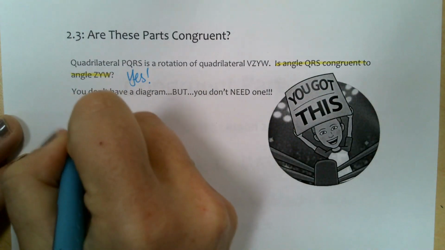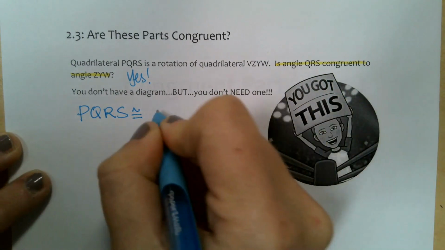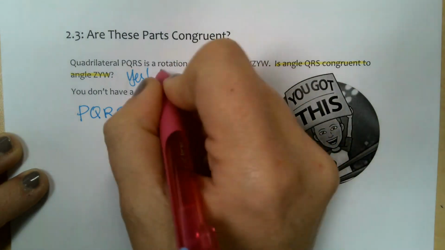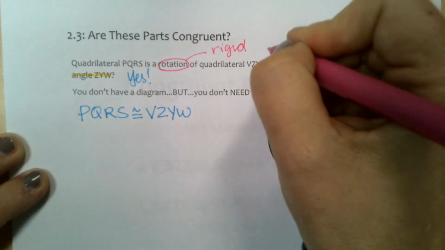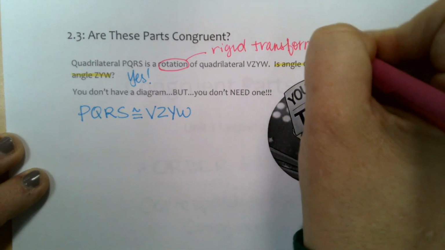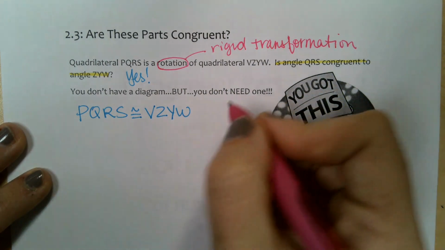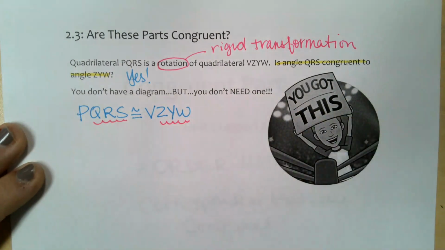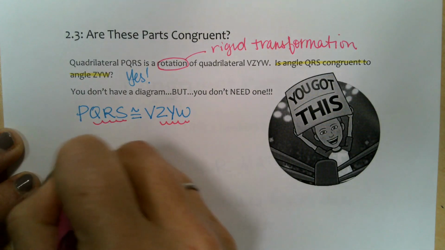So if I write this out, PQRS is congruent to VZYW. I know, first of all, that a rotation is a rigid transformation. Okay. So it's going to maintain my sides, my angle measurements, everything like that, right? So then if I'm looking, QRS is right there, ZWY is in the exact same place. So they are congruent. We'll write it out.